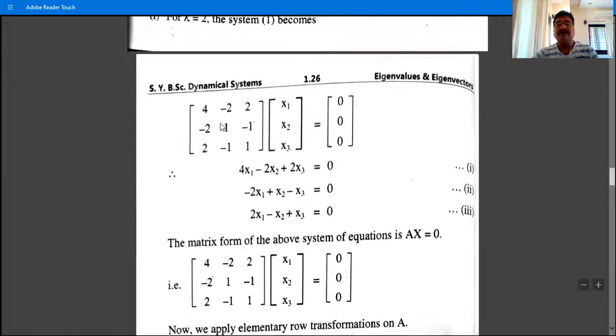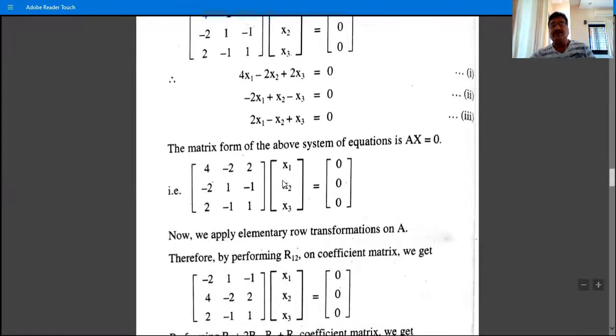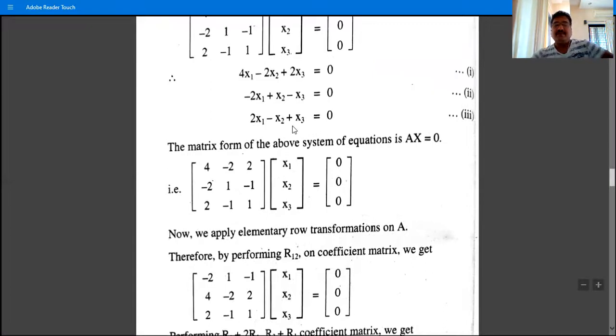Then write the equations. From this matrix form, we write the equations: 4 x1 minus 2 x2 plus 2 x3 is equal to 0, the first equation. Minus 2 x1 plus 1 x2 minus 1 x3, then 2 x1 minus x2 plus x3 is equal to 0. So this is the system. Now we have to solve this system. How can we solve it? By using the Gauss elimination method.